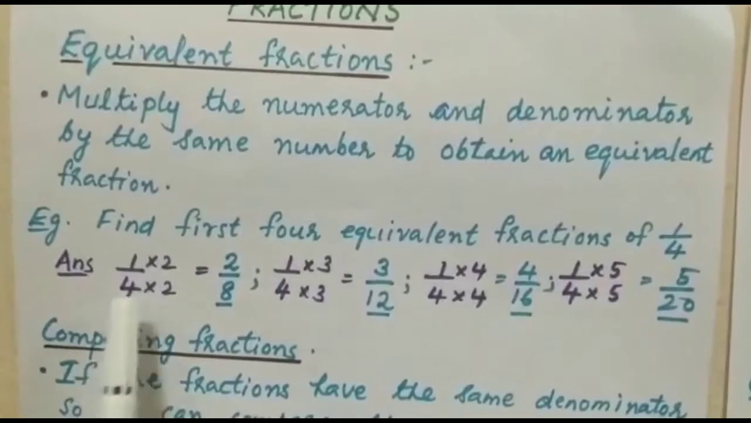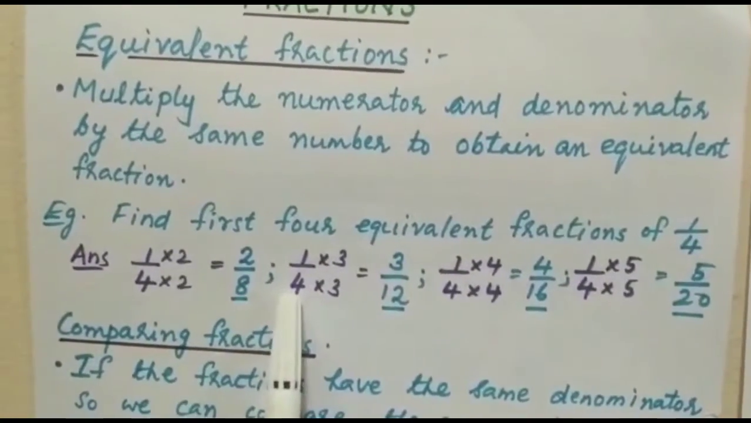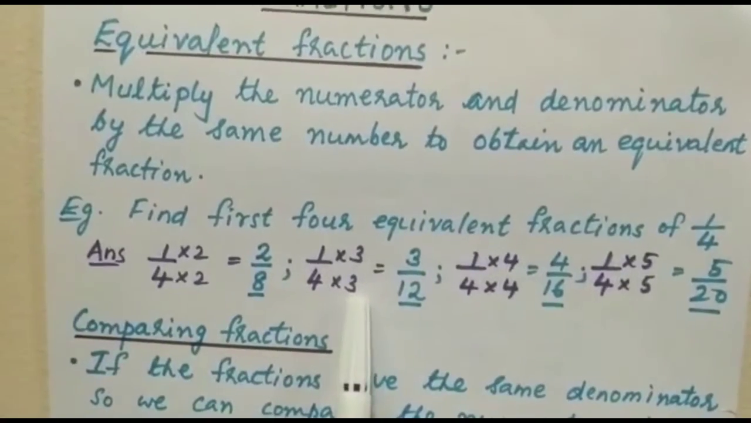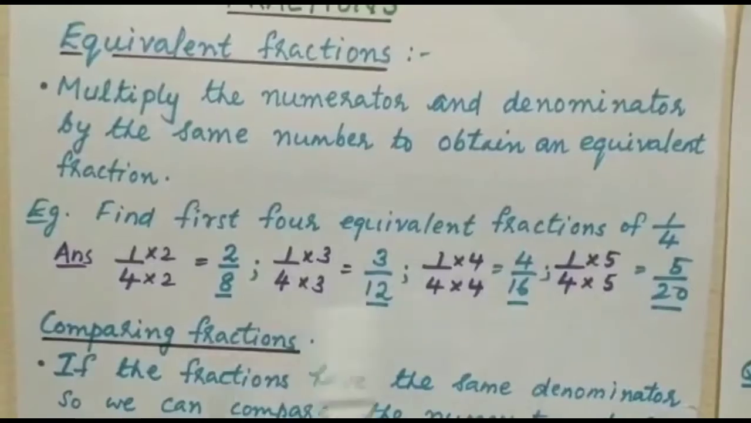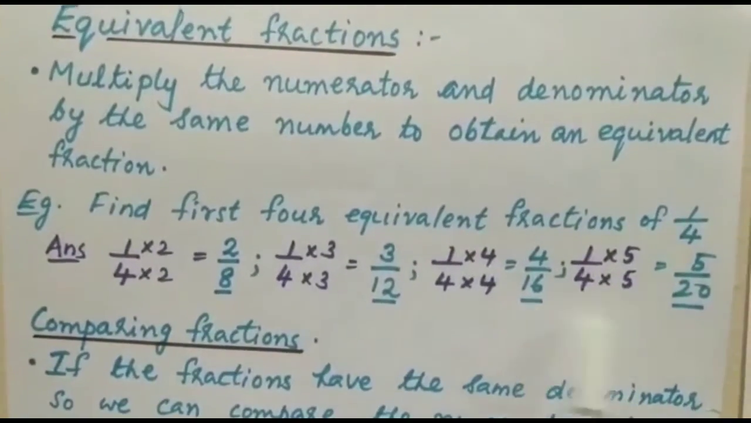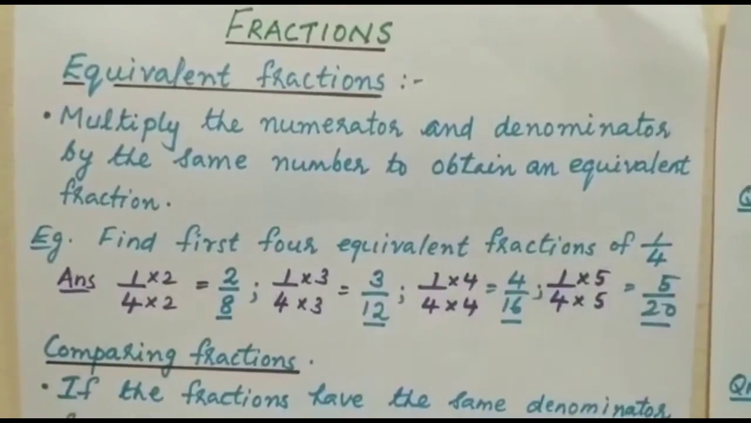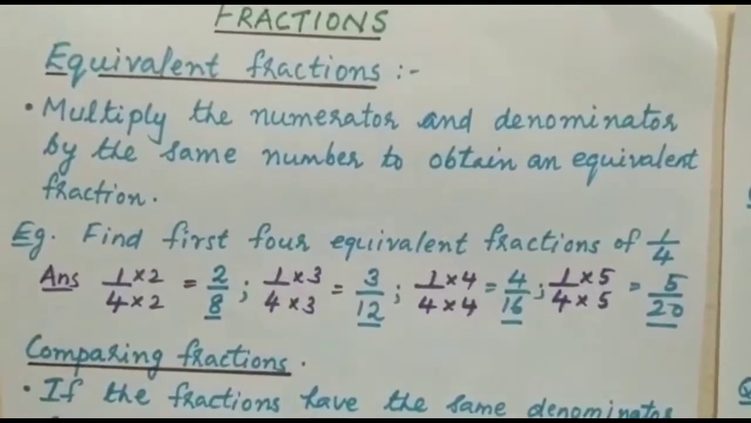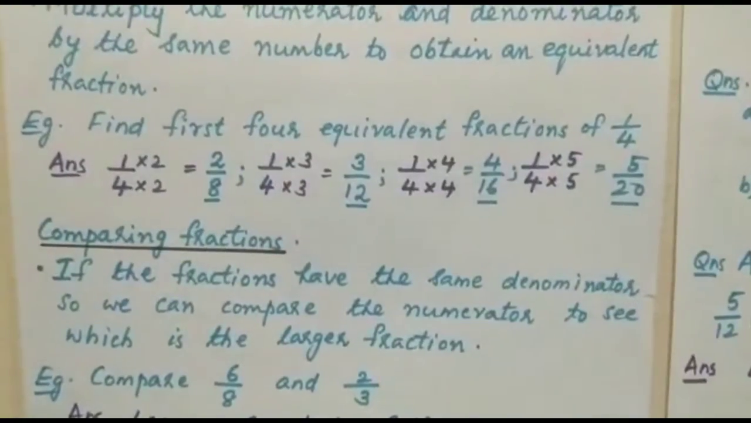So 1 by 4, I multiply both numerator and denominator by 2. 1 by 4 multiplied by 3, both the numerator and denominator. 1 by 4 by 4, 1 by 4 by 5. So the answers are 2 by 8, 3 by 12, 4 by 16, 5 by 20. All these numbers are equivalent fractions of 1 by 4. It means if we multiply the same number on the numerator and denominator of the fraction, you will get the equivalent fractions.